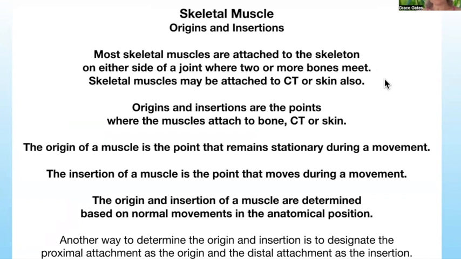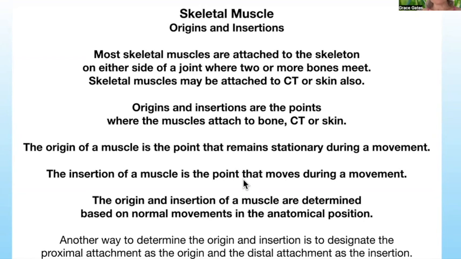Origins and insertions are the points or places where the muscles attach to the bone, connective tissue, or skin. Okay, so origins and insertions are the points of attachment. The origin of a muscle is the point that remains stationary during a movement. The insertion of a muscle is the point that moves during a movement.